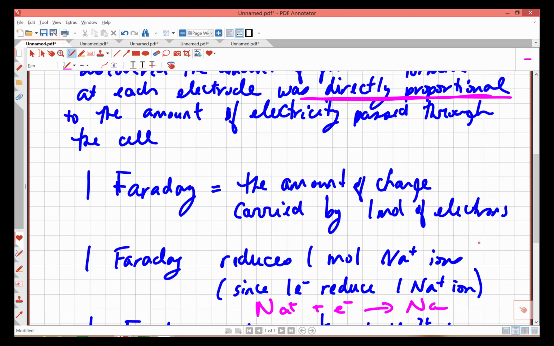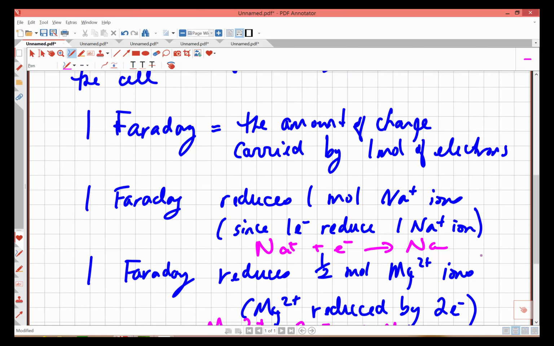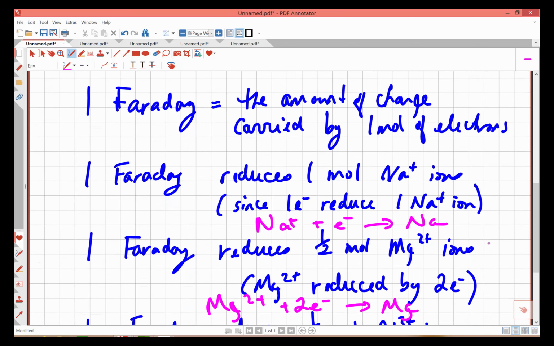This half reaction. If we have the same amount of electrons, 1 Faraday, we can only reduce half a mole of magnesium ions, right? That should make sense because the same amount of electrons is going in, but now each ion is taking 2 instead of just taking 1. The relationship's no longer 1 to 1. Each ion is taking 2, so we can only reduce half as many of the ions.